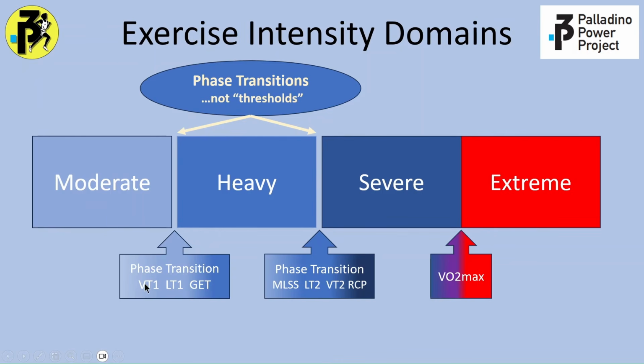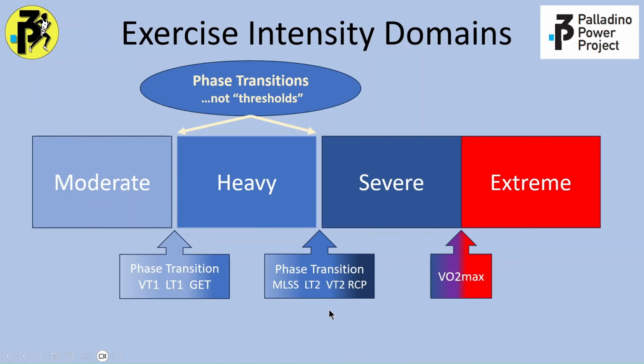And all of these are protocol and model dependent. I mean, using lactate threshold 2, there are over 20 lactate threshold 2s that have different protocols, different models. So phase transitions have multiple various markers in the lab that can be used to define that phase transition between moderate and heavy and severe intensity domains.